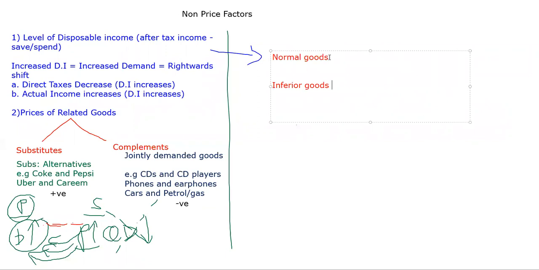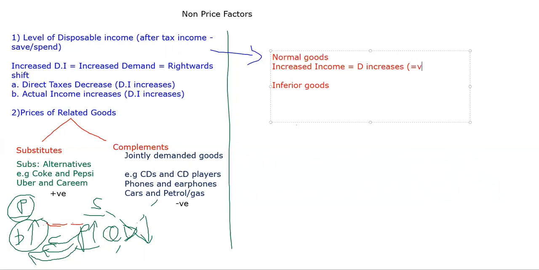For example, someone might consider a rickshaw to be a normal good and going in a bus an inferior good. Someone might consider going in his own car a normal good and an Uber to be an inferior good. So it really matters depending on your own income level. But the idea is, what I stated before, if you have increased income, disposable income, obviously, demand increases. That is true for normal goods.